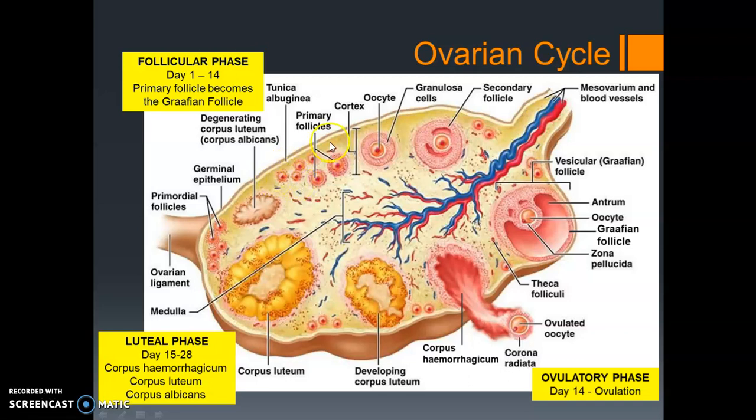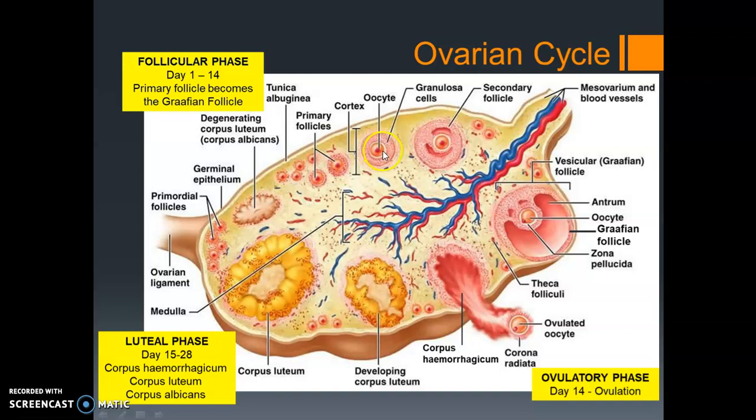Here you can see the cells in the ovaries assembled to form groups, which are called ovarian follicles. When they are first formed, they are called primary follicles. As time proceeds, these primary follicles undergo rapid proliferation, and the number of cells increases, and the ovarian follicle also increases in size.